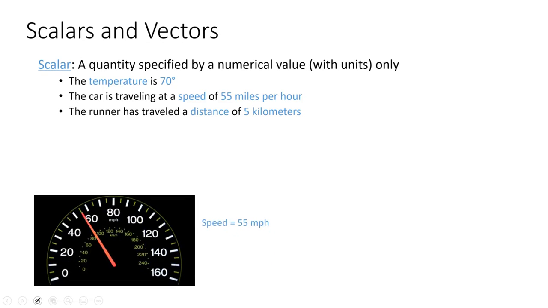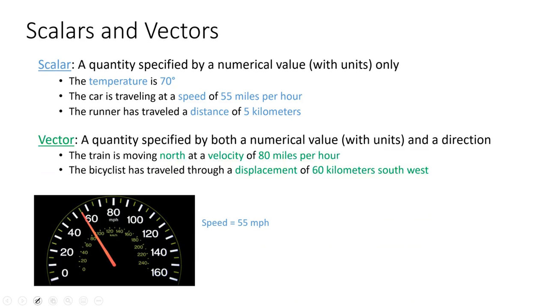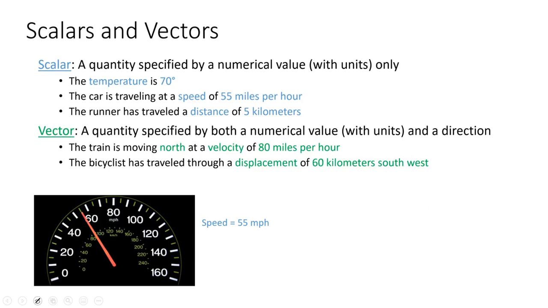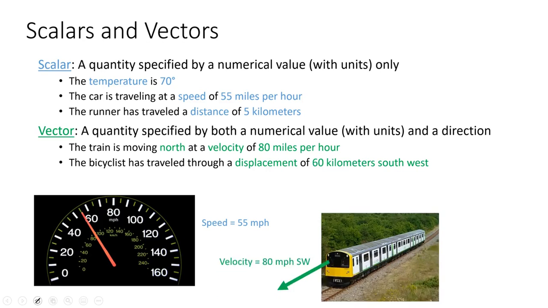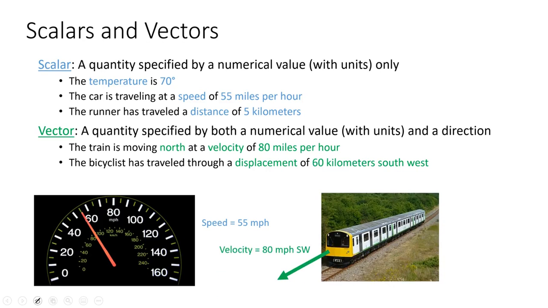Okay, so example here, the speed that you read off of your speedometer, 55 miles per hour in this case, that is a scalar. The other type of quantity we talk about a lot in physics are vectors. So vectors are specified by a quantity with a set of units and also a direction. So for example, the train is moving north at a velocity of 80 miles per hour, or the bicyclist has traveled through a displacement of 60 kilometers southwest. So both of those quantities are specified by both a magnitude and a direction, a magnitude with units and a direction.